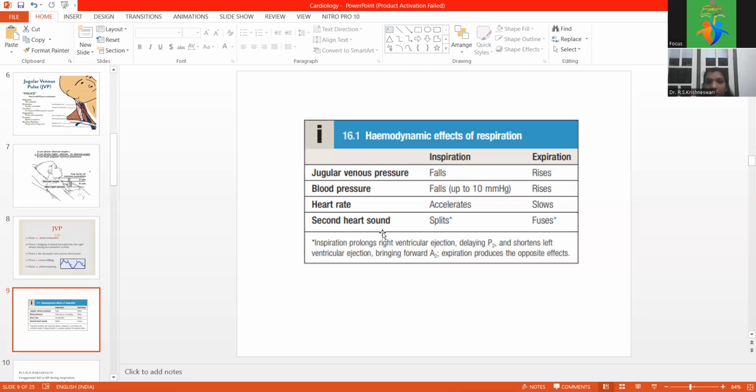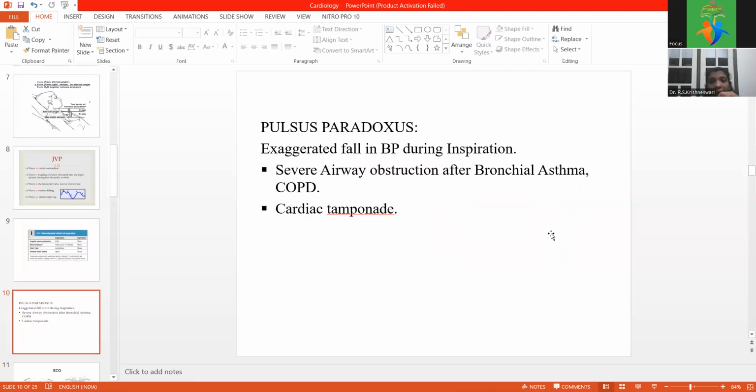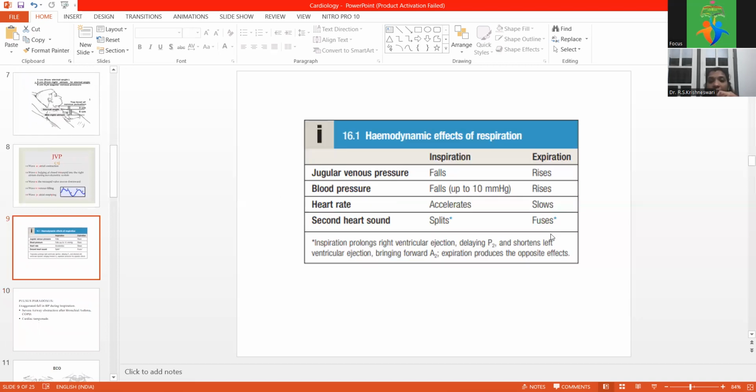I hope you understand. So the thing you should remember here is jugular venous pressure falls during inspiration. Blood pressure falls up to 10 millimeter of mercury. You remember this, it falls up to 10 millimeter of mercury during inspiration. Heart rate accelerates during inspiration, slows during expiration. And second heart sound splits during inspiration and fuses during expiration. So you understood the physiology behind that. And as I told, blood pressure reduces up to 10 millimeter of mercury during inspiration.